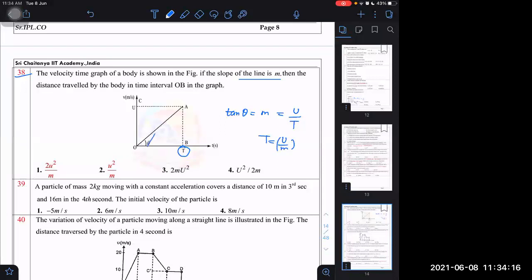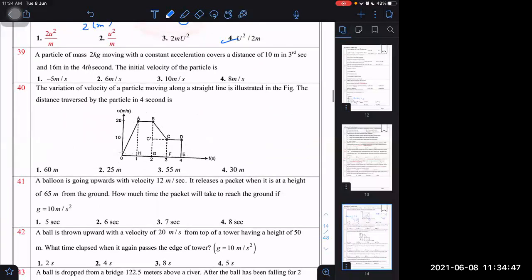Then I have to find the area under the graph. What is that area? Area will be half into base into height. Are you listening? Half into base is t into height. Height is u. But t we have to replace back in terms of u because they have not given the answer in terms of t. So it is becoming u square by 2m. Means our fourth answer, fourth option.